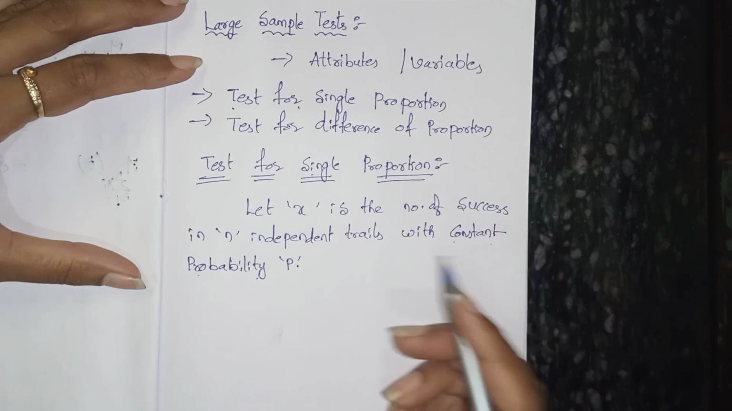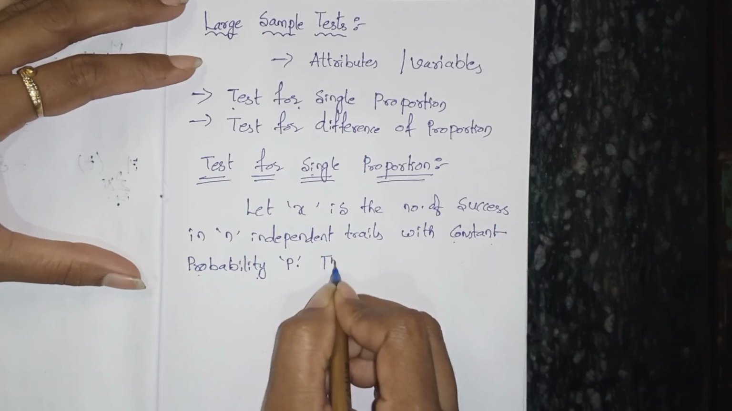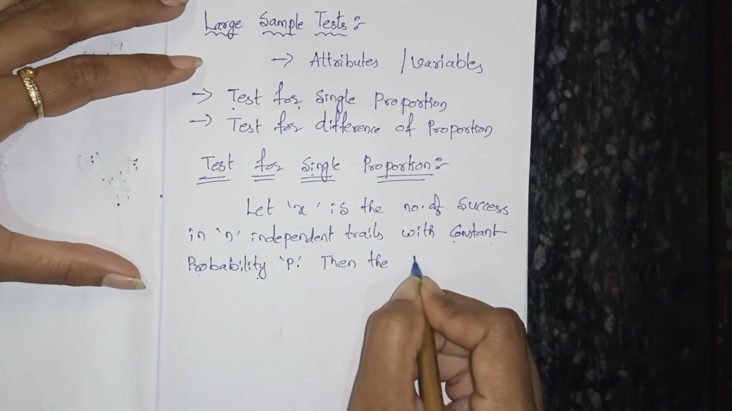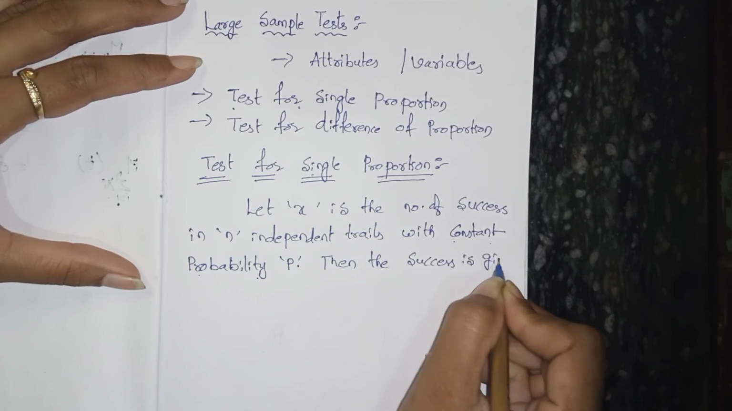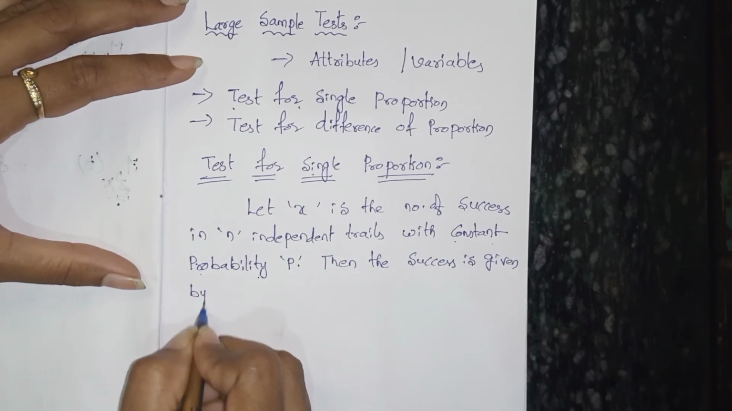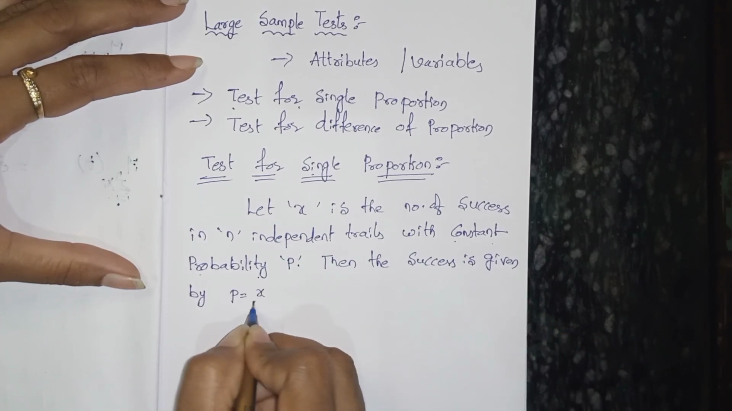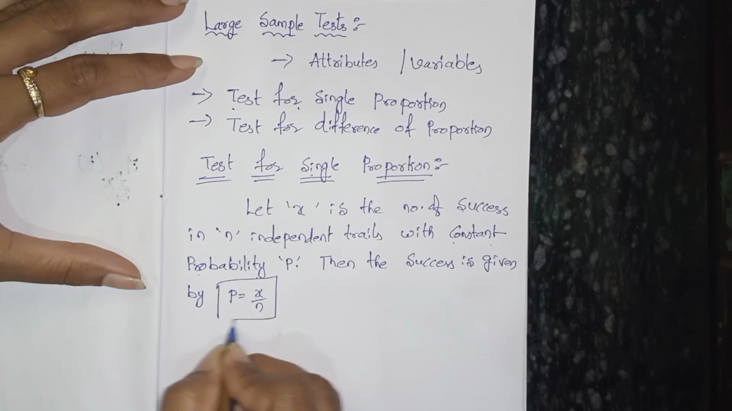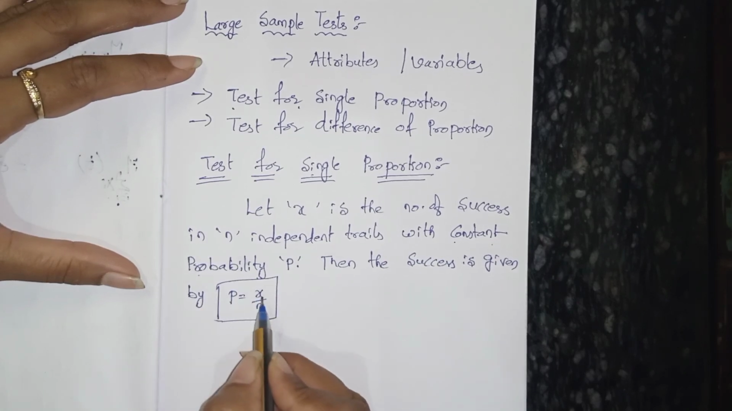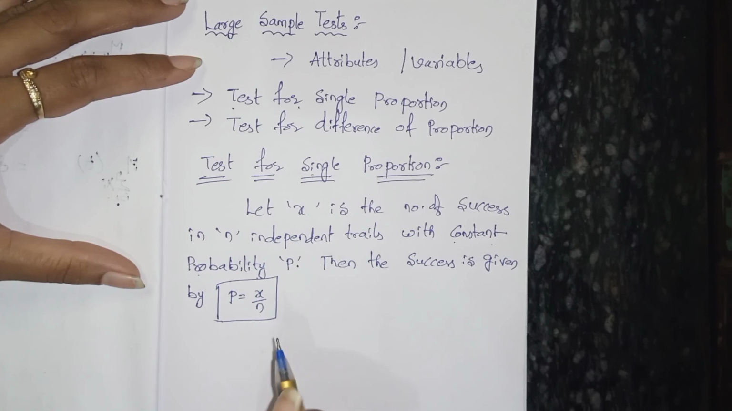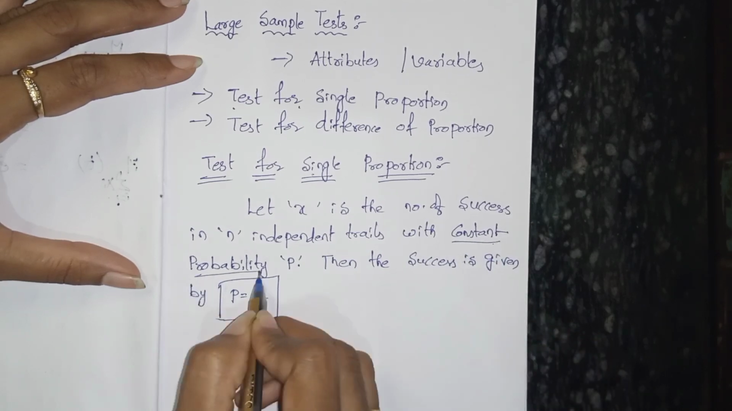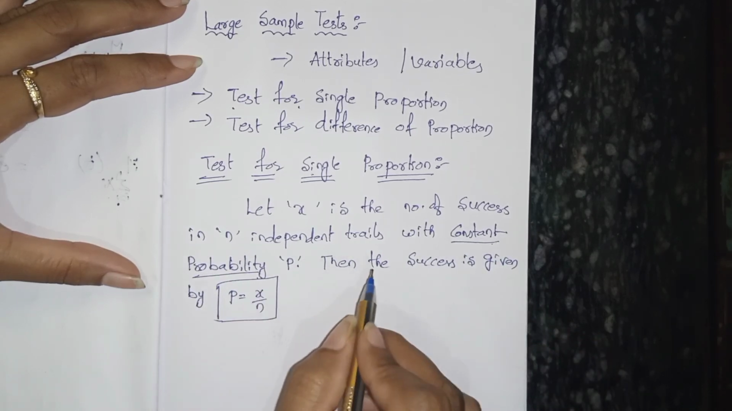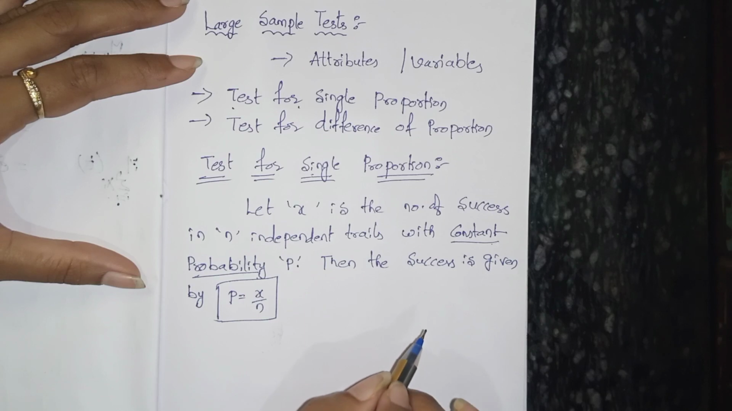Then the proportion of success is given by p equals x by n. We all know that the probability formula is number of favorable outcomes by total number of observations. So whenever the words constant probability come, it comes under binomial distribution.